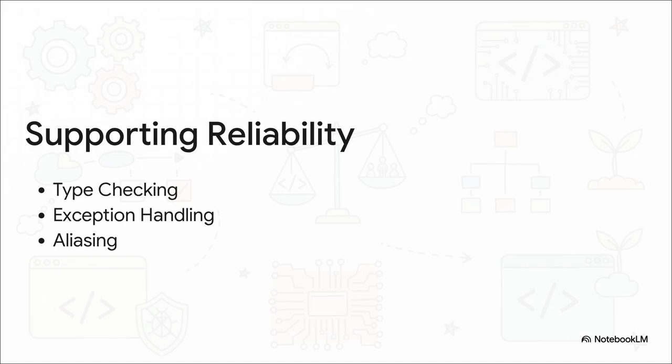So how does a language help with that? Mostly, it's through 3 things: strong type checking to catch data errors, exception handling to manage problems gracefully when they happen, and features that limit something called aliasing. That's when you have multiple names all pointing to the same piece of memory, and it can lead to some of the most confusing, hard-to-find bugs imaginable.